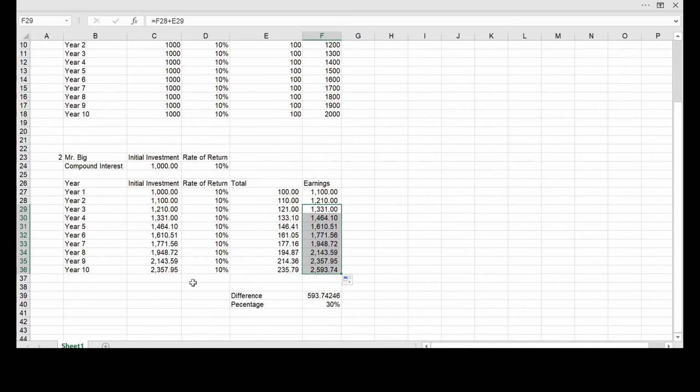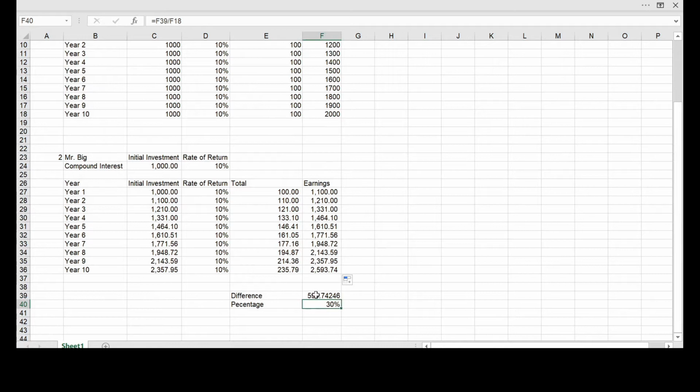There you go. So therefore, by the end of the 10th year, Mr. Big would have earned $2,593.74. Mr. Small earned $2,000. The difference is $593, which in percentage is 30%. And 30% is not a joke.